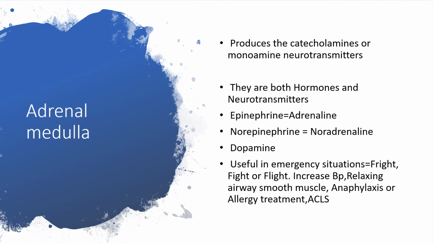Okay, we've talked about the adrenal cortex, right? Now the adrenal medulla. The adrenal medulla produces the catecholamines, or monoamine neurotransmitters. They are both hormones and neurotransmitters at the same time. So to those in medical school or nursing school, when they ask you about a neurotransmitter that could also serve as a hormone, then you pick epinephrine.